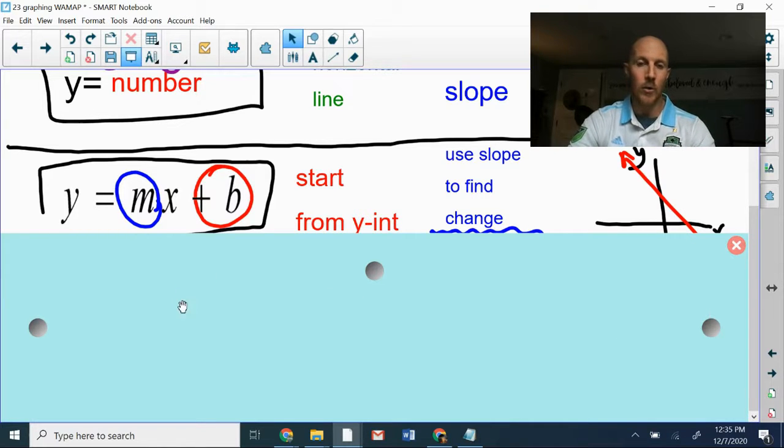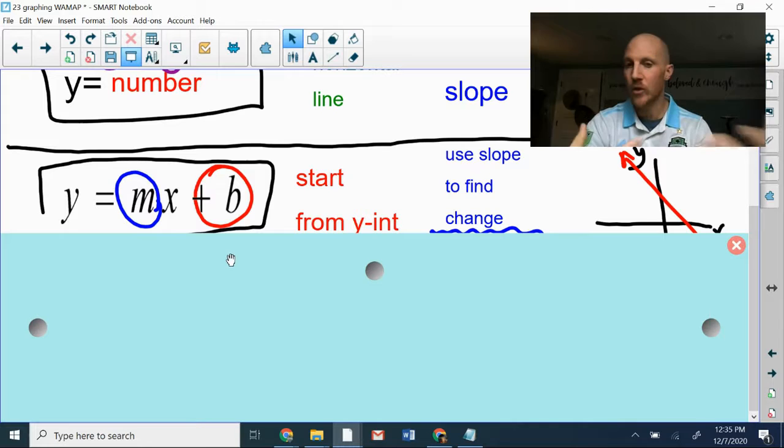M, we remember, is always the letter in algebra that is used for slope. So inside the blue circle, that m is going to be the slope, and the red circle around the b, that number is the y-intercept. So we've learned about intercepts in the past. There are x-intercepts and y-intercepts, both of which exist on graphs, but this number in the equation is the y-intercept. And the y-intercept is what you're going to put onto the graph first.